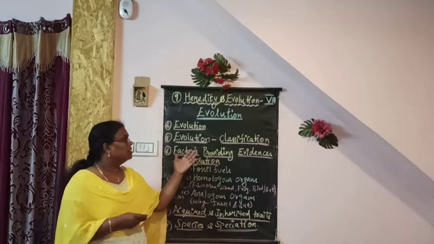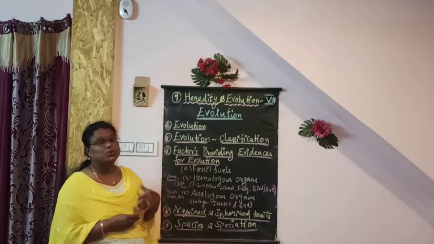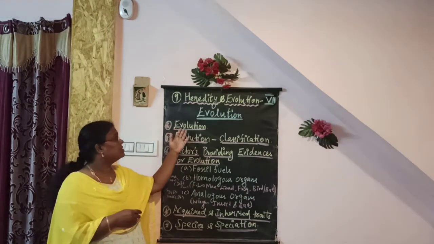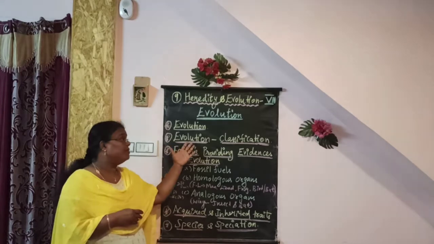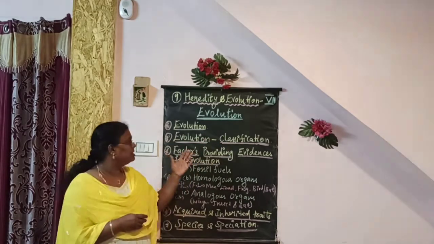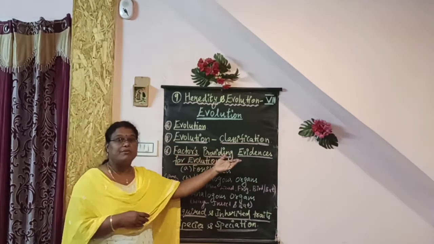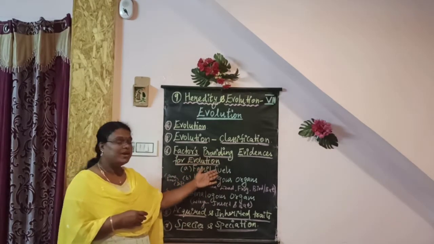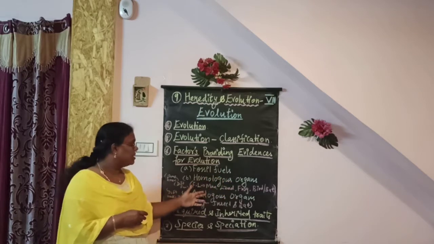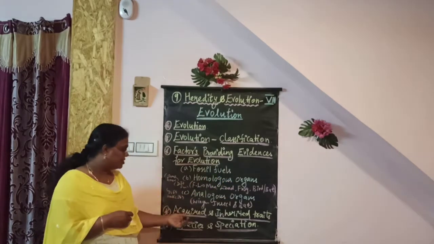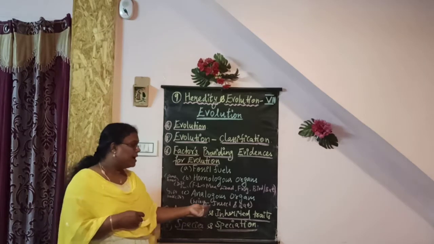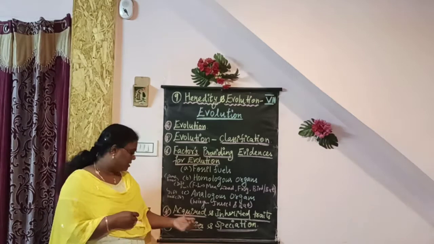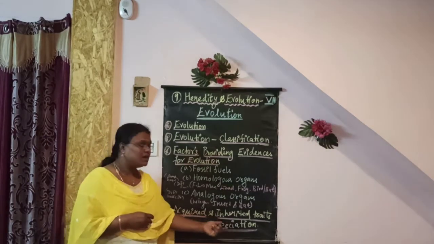And students, this is about evolution. Under this topic we studied what evolution is, how evolution and classification are interlinked, and what the factors providing evidences for evolution are. There are three factors: one is fossil fuel, second is homologous organ, third is analogous organ. We saw the difference between acquired and inherited characters or traits, and last we learnt about species and speciation.